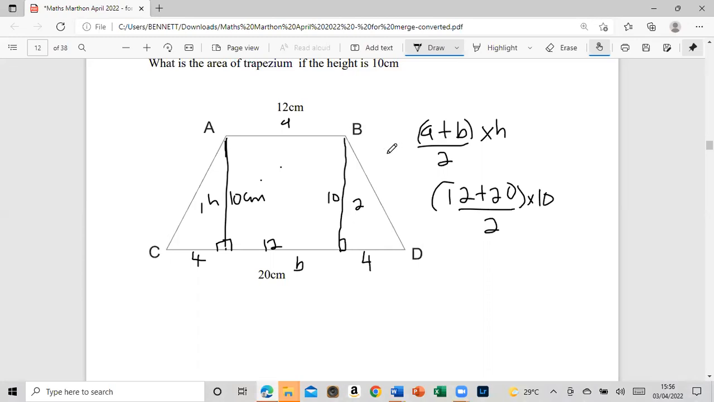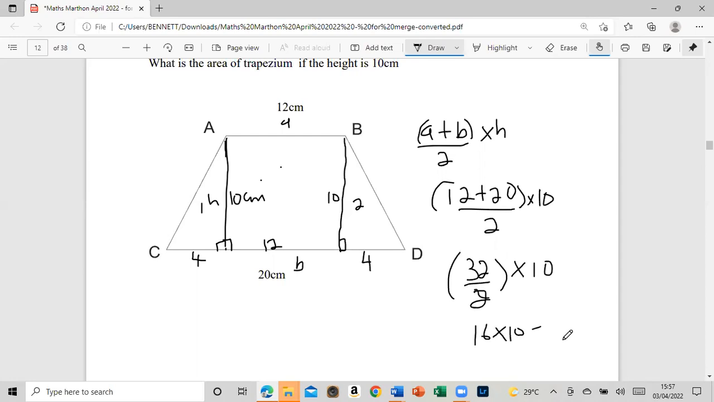$160. 160? All right. So 12 plus this would give us what? 32? Yes, sir. And then we divide by 2. So you have to work out the bracket first. And then now we times it by the height, which is 10. So that's 16 times 10. So it's 160.